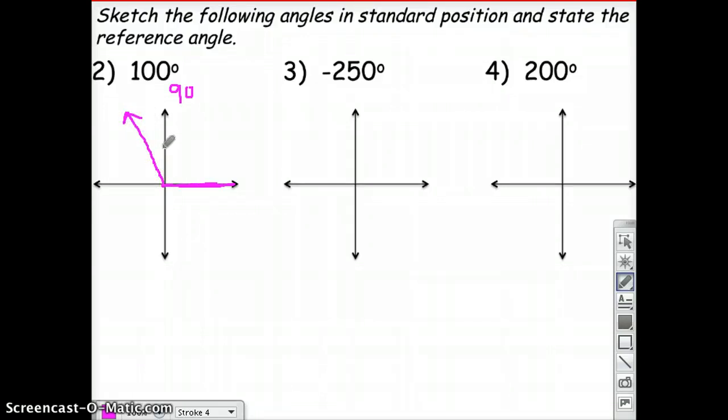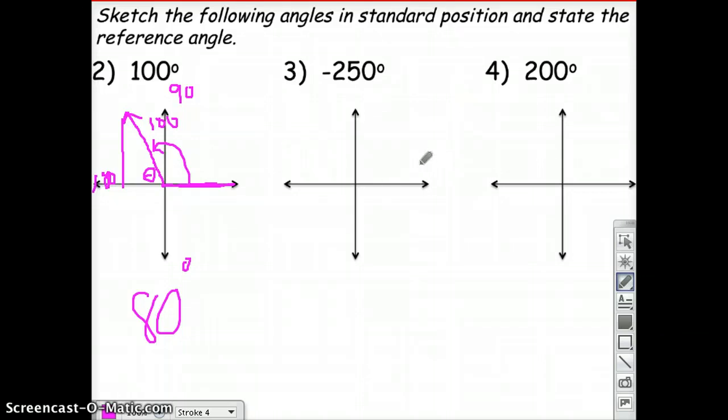Reference angles are always acute and they always drop down to the x-axis. So your reference angle is going to be dropping this angle to the x-axis, and that angle theta is your reference angle. So what would your reference angle be in this case? Well, a straight line's 180 degrees. This angle here is 100, so your reference angle's got to be 180 minus 100. It's an 80-degree reference angle. Okay, let's do another.